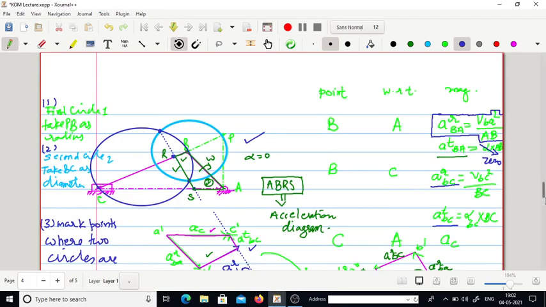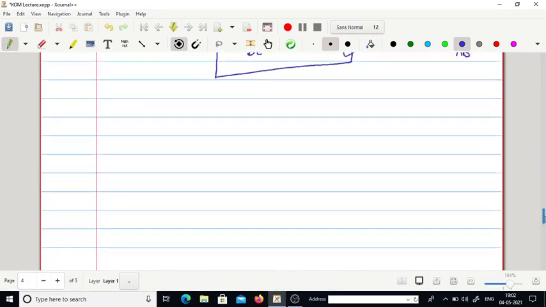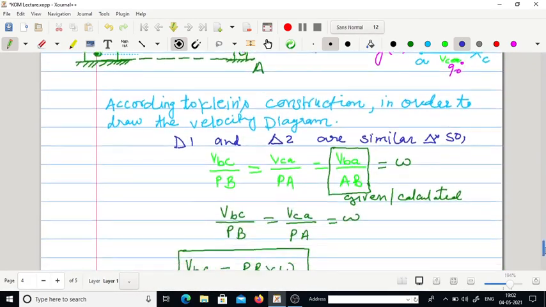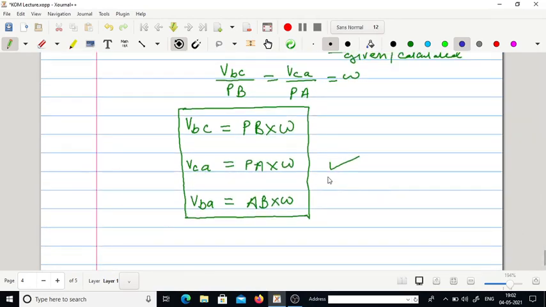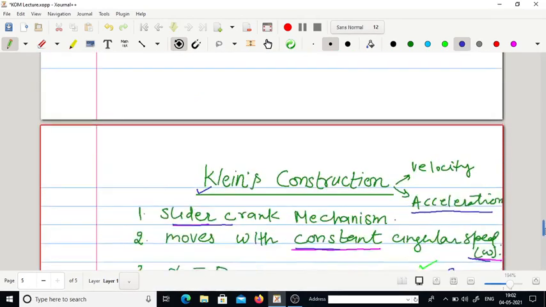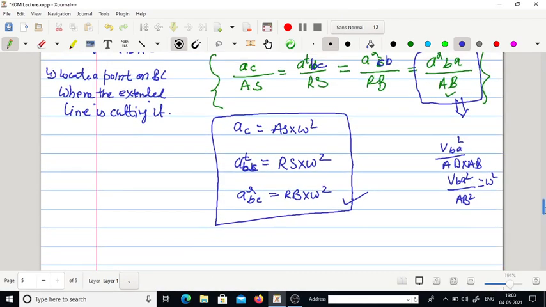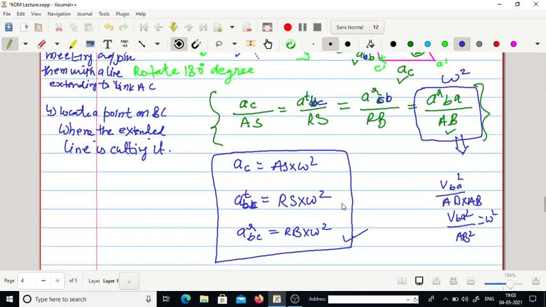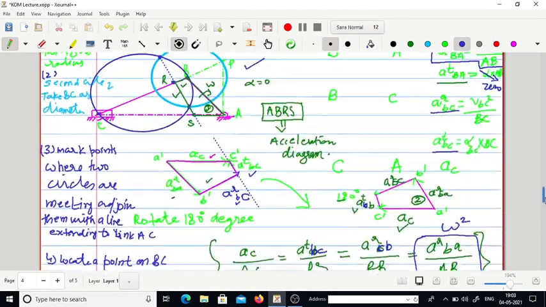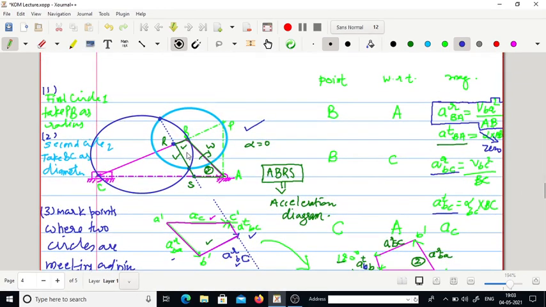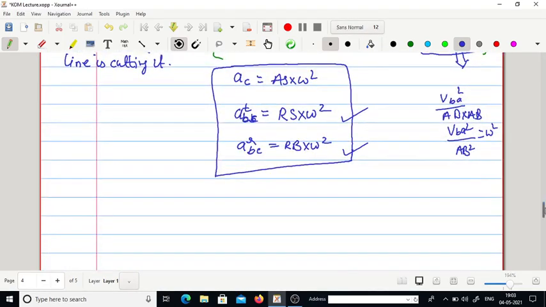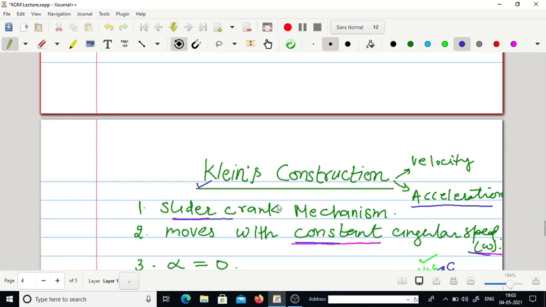I hope these steps are clear to you. Initially we used Klein's construction method to find out the velocity diagram, and today we completed finding the accelerations using Klein's construction method. I hope it is clear to you all. Okay, thank you.